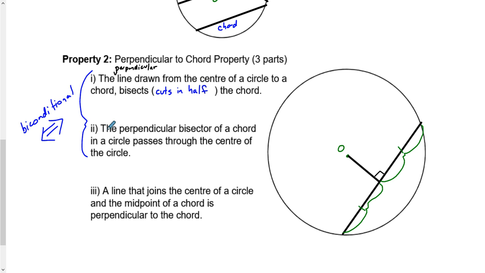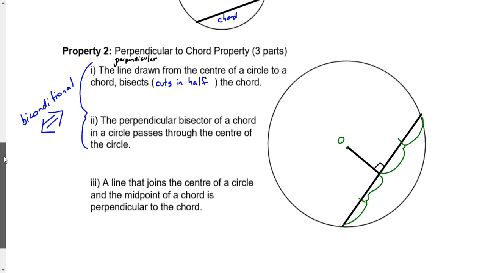The second part of this property is the perpendicular bisector of a chord passes through the center of the circle. So it really reads both ways. If you draw a line perpendicular to it, it cuts it in half. If you have a line cut in half, the line that goes perpendicular to it goes through the center. So it's read both ways, which makes it what's known as biconditional. You read it one way, well, you can read it exactly backwards. It's true both ways.